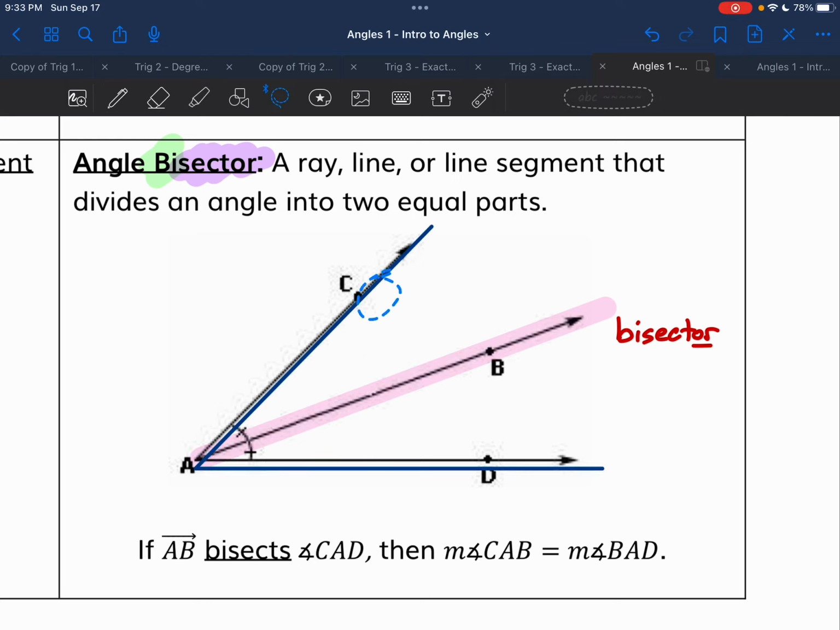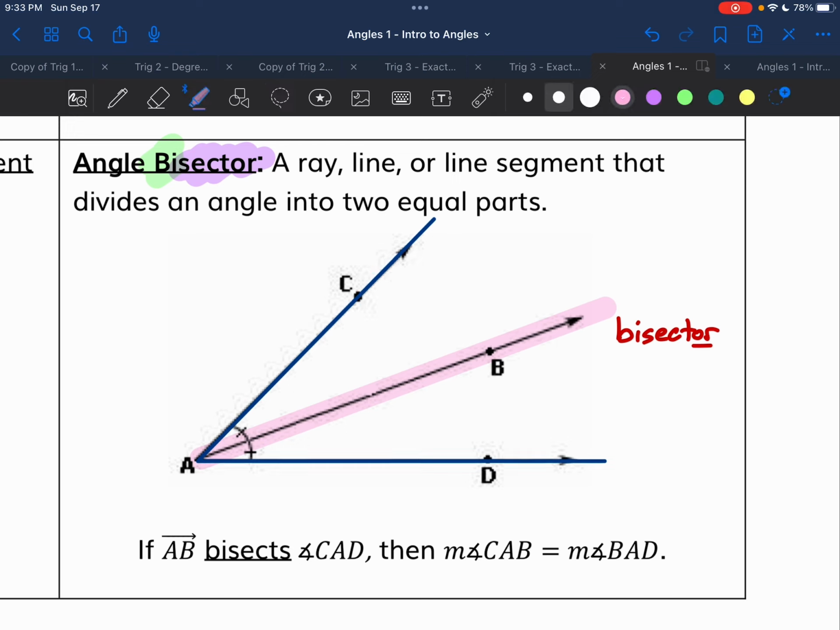And then it says, if this ray AB bisects angle CAD, the one that I've just highlighted in blue, then that means not only are these 2 angles, let's go here and here, adjacent to one another, they must in fact be equal. They have to be the same. If this small angle is 27 degrees, then this small angle has to be 27 degrees.